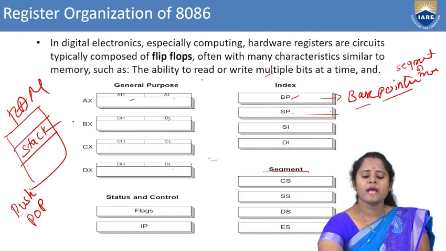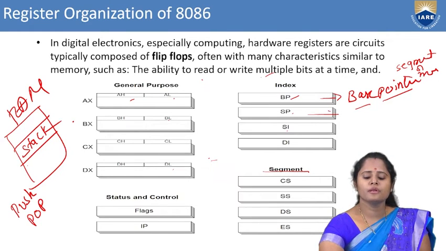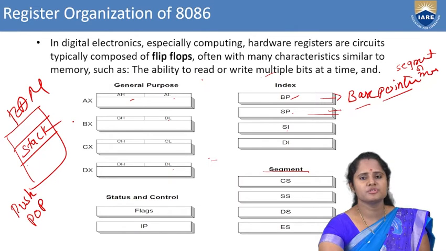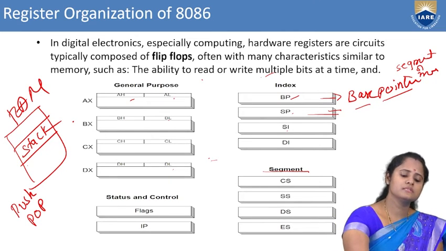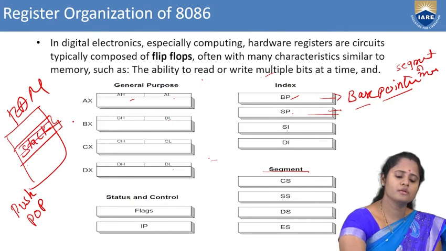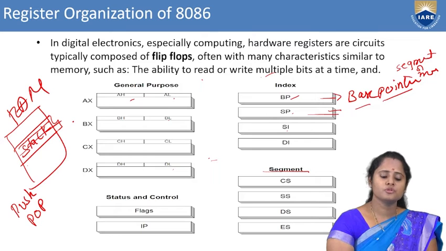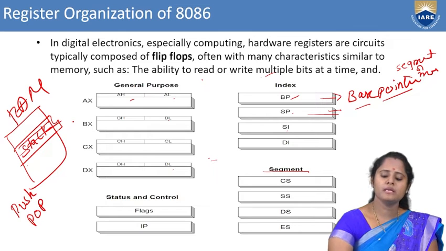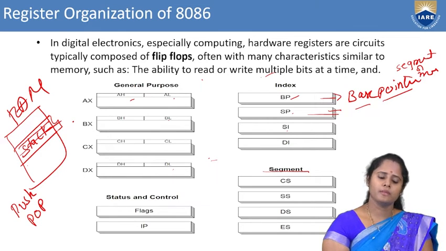So, the stack pointer: whenever you are going to operate with a stack kind of operation, we need to store the address which it needs to point out. Suppose this is a stack. In the stack, in which memory location I'm working, I need to know. That memory location can be indicated by the stack pointer.